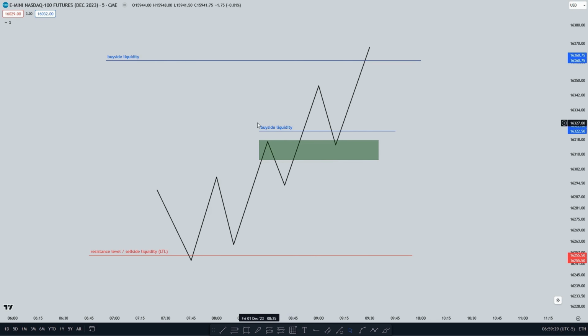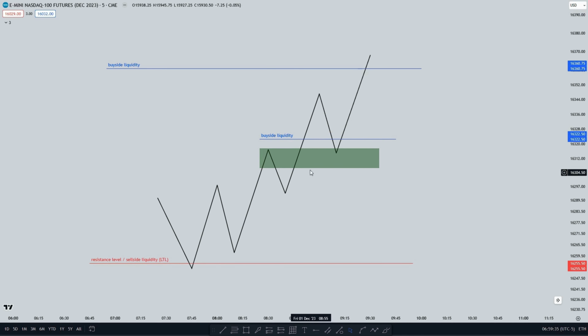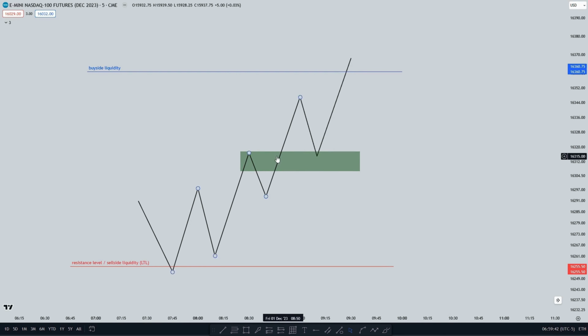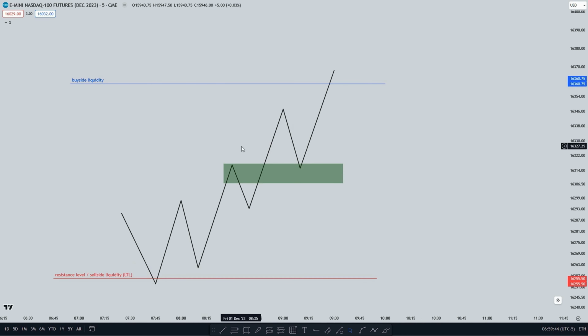So let's say we have buy side liquidity up here, then we wouldn't use this mitigation block because we want to see lower prices. But if we had buy side liquidity all the way up here, then we could use this mitigation block and then target the buy side liquidity. So it's really just about looking if there's any buy side liquidity near your mitigation block.